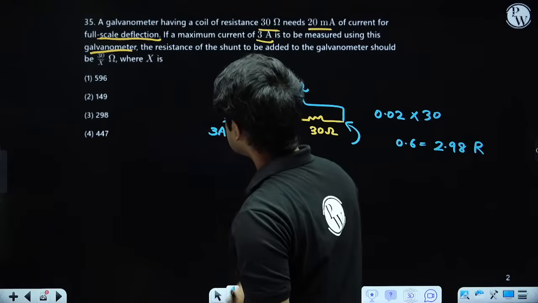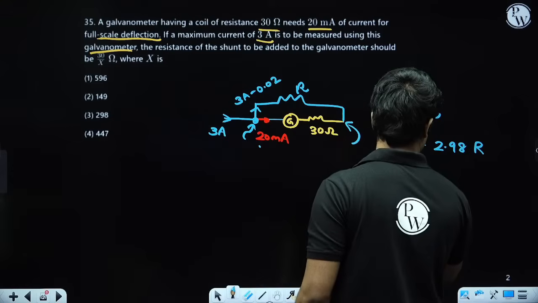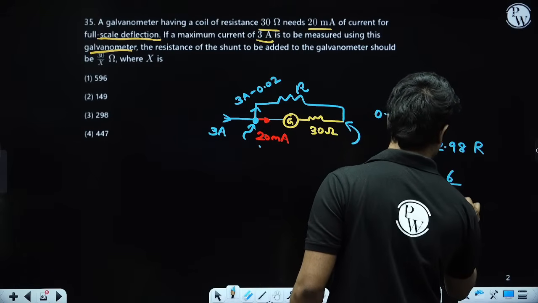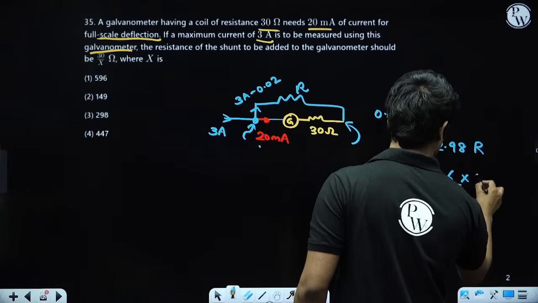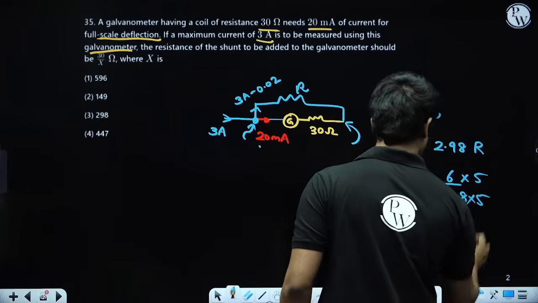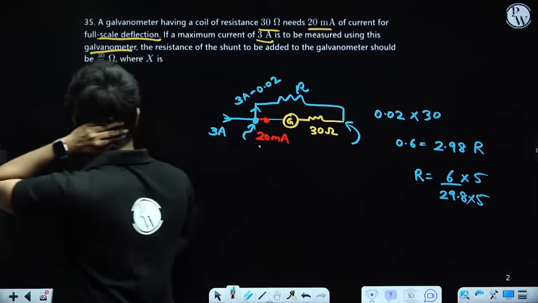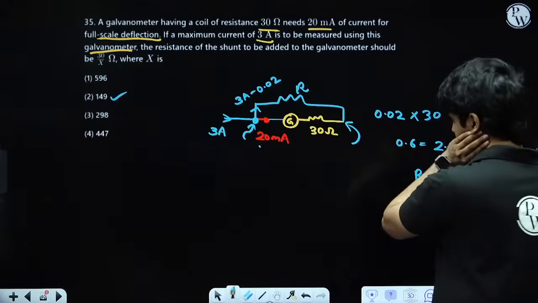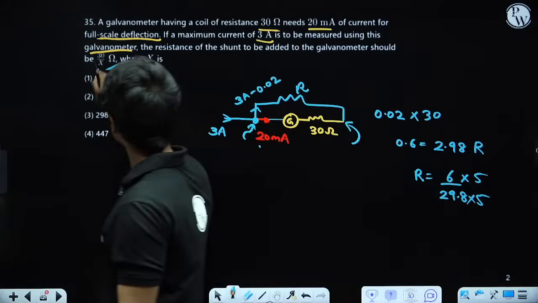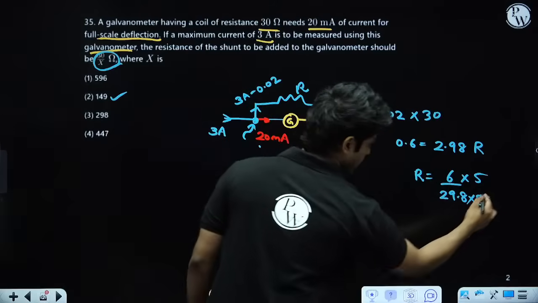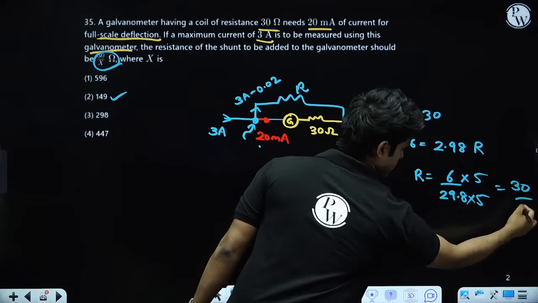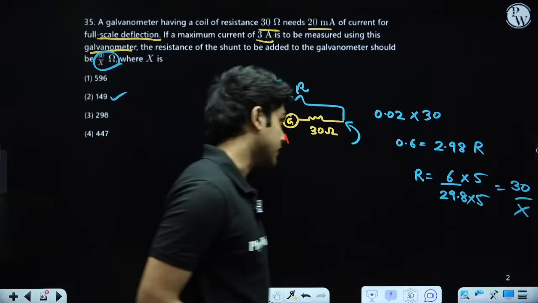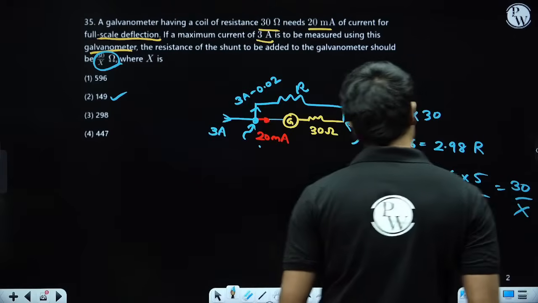So resistance is 0.6 divided by 2.98, so 6 divided by 29.8. Basically multiply and divide by 5. So I guess this will be the answer. We have to compare it with 30 by X, right? So this will be 30 by X, and this X is approximately 149. I mean, exactly 149.